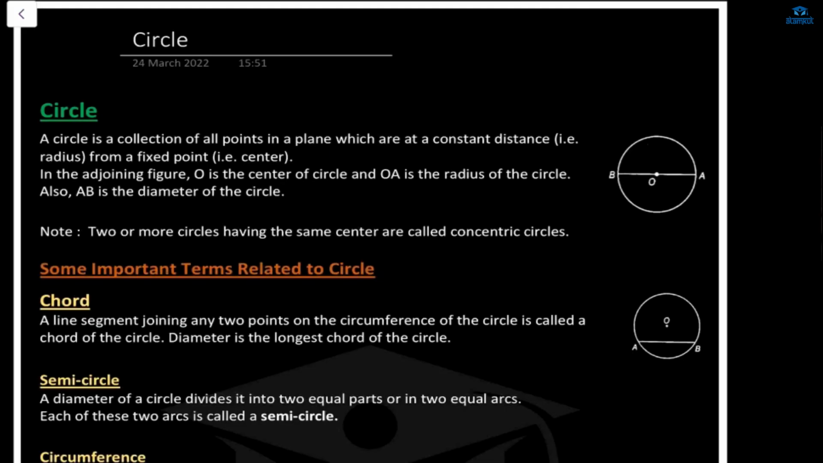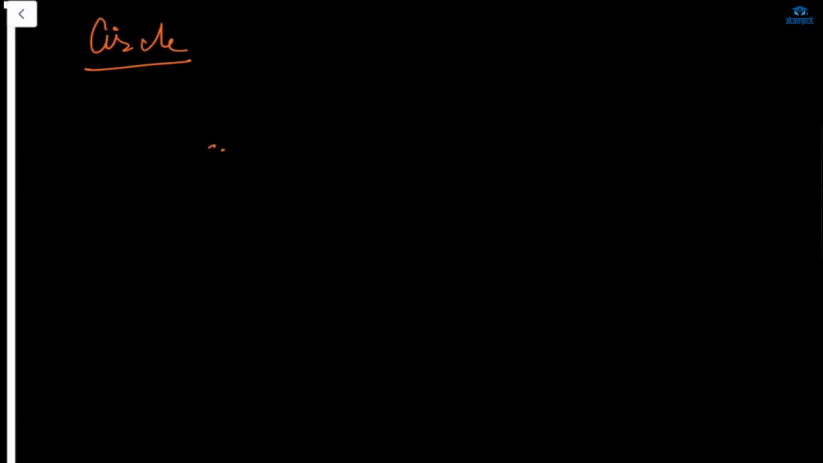Let's start with a new chapter, that is circle. Today we are starting a new chapter, that is circle. And first of all, what is a circle? Now we have seen a figure. Whenever we talk about circle, this is the figure that we make. So how can we define a circle?